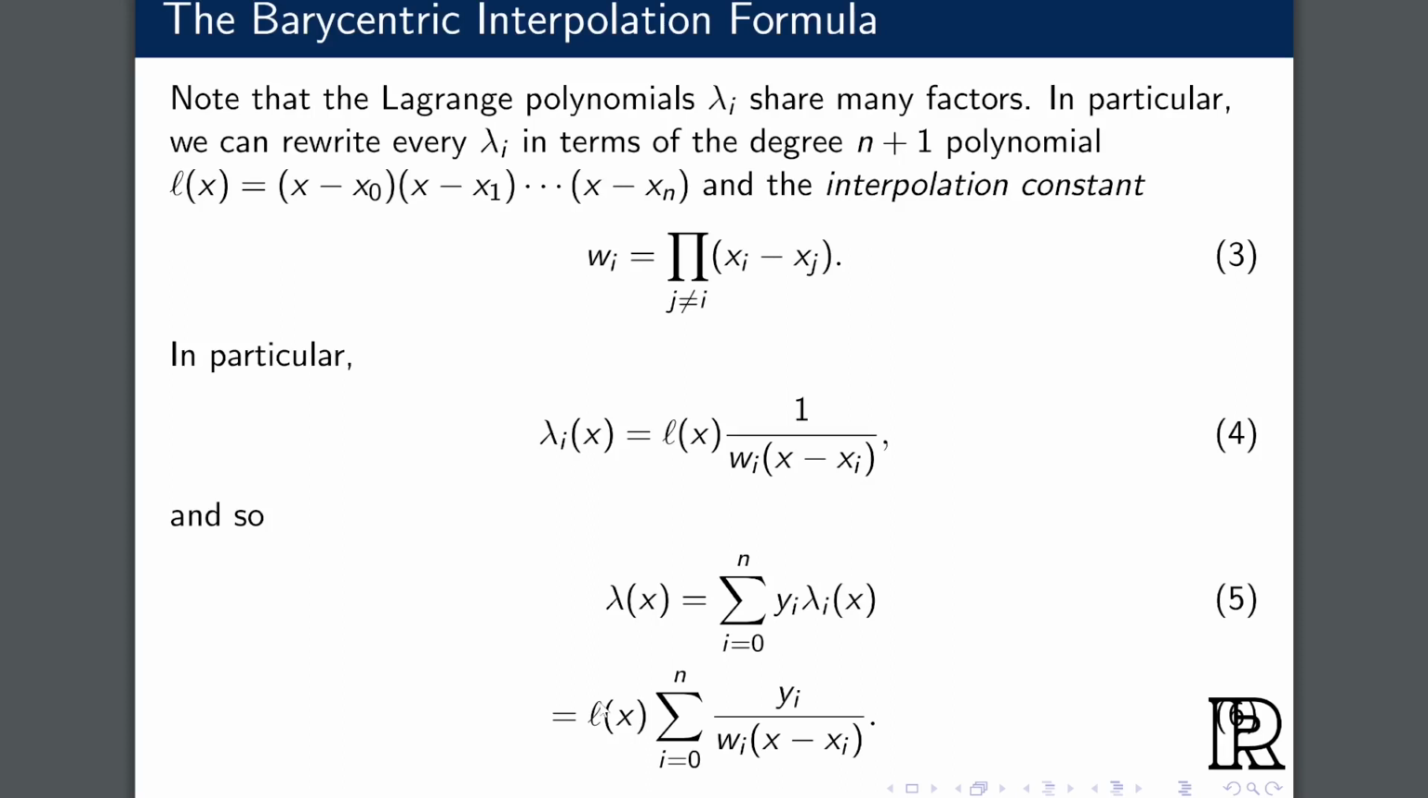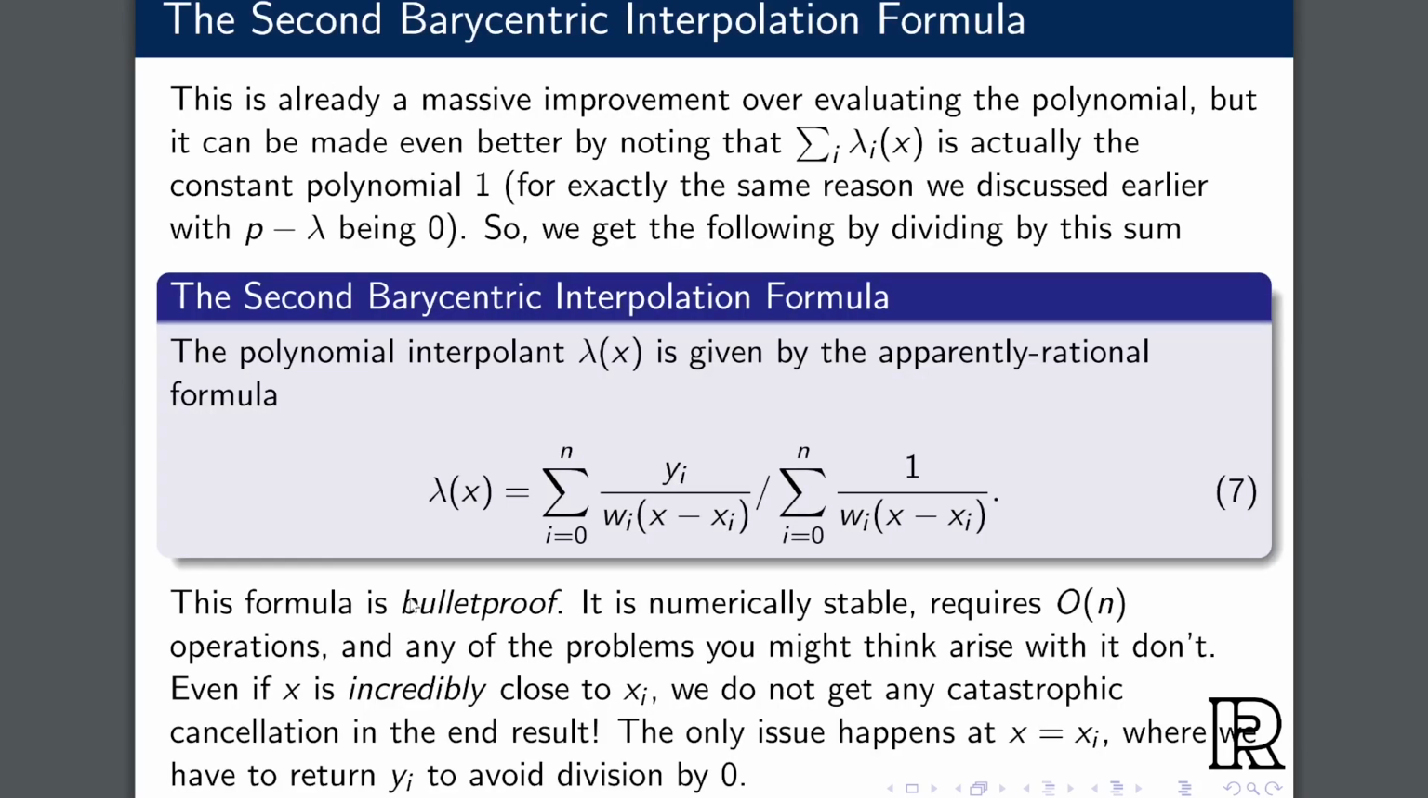This interpolation formula, as I say here, is bulletproof. Basically any possible criticism from a numeric standpoint or a speed standpoint that you can have about it is going to end up being fine. It'll work out. So it is stable. It requires O of n operations, which we already counted. It's like 4n plus 5 floating point operations in total.